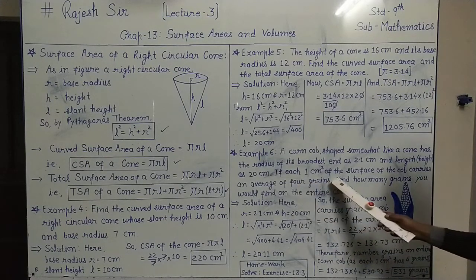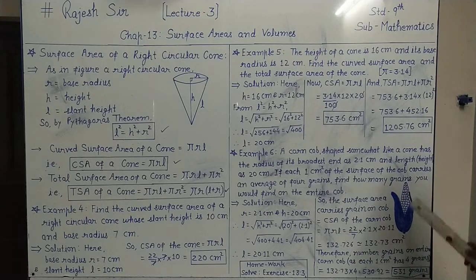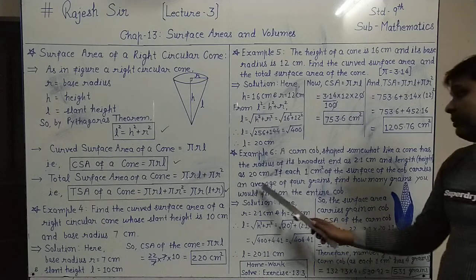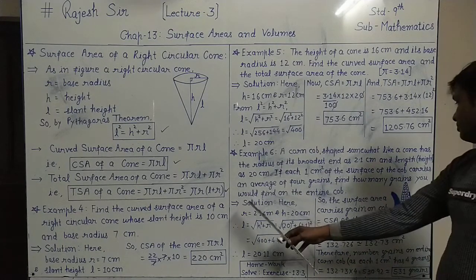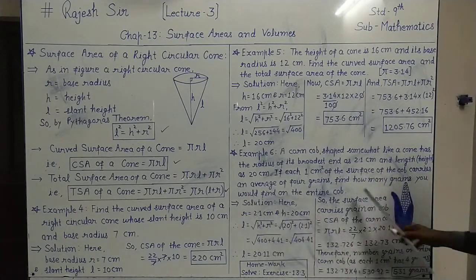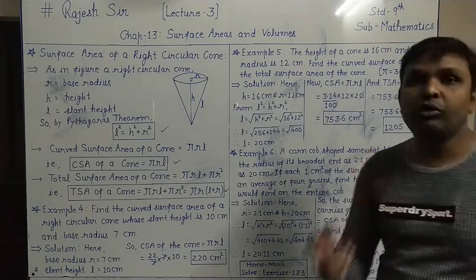If each 1 centimeter square of the curved surface carries an average of 4 grains. 1 centimeter square surface area has 4 grains. Find how many grains you would find on the entire cone. You will find out how many grains will be on the cone.